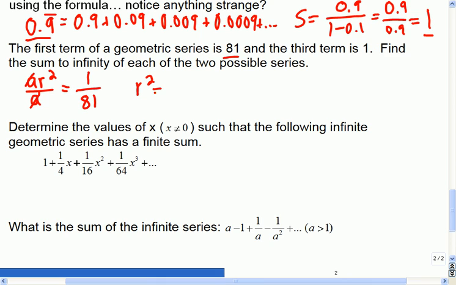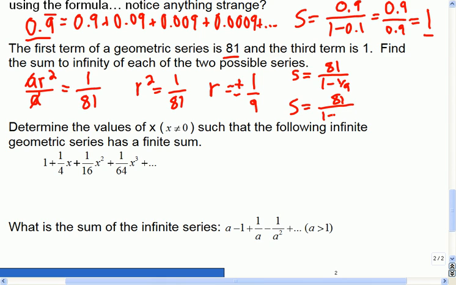So r squared is 1 over 81. So r is 1 over 9. But because it was squared, there are two possibilities. Since it was squared, it could be positive or negative, which means I could have two possible sums. It could be 81 over 1 minus a ninth, or it could be 81 over 1 minus negative a ninth.